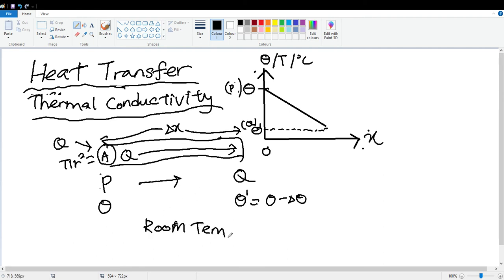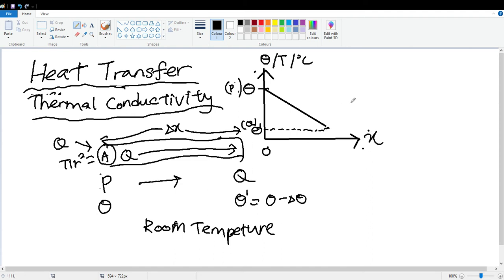So room temperature is impossible for the wire to reach 0 degrees Celsius if the experiment is conducted at room temperature. So this is the temperature where Q is located.